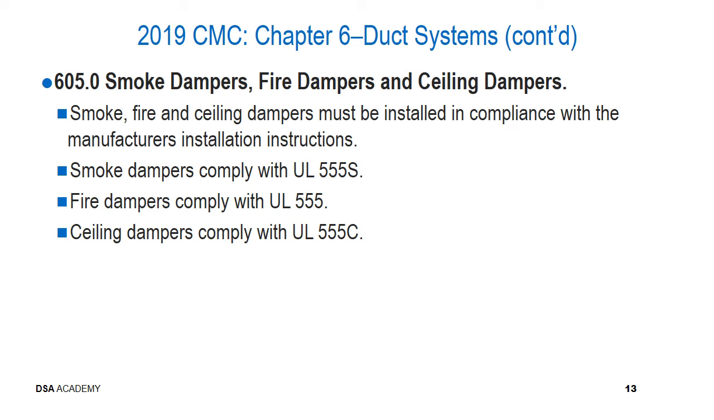Smoke dampers obviously need to comply with their listing, and their listing is identified as UL 555S. Fire dampers are required to comply with UL 555, and ceiling dampers are required to comply with the listing UL 555C. It's also important to look for the breakaway requirements for each of these devices and the size of the openings, whether or not it's one or two-sided angle frame requirements that have got to be adhered to.